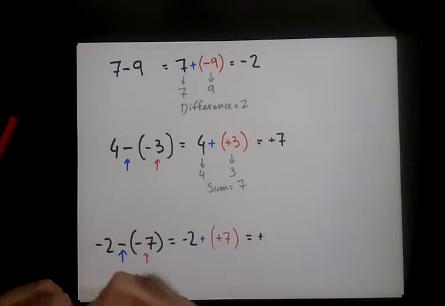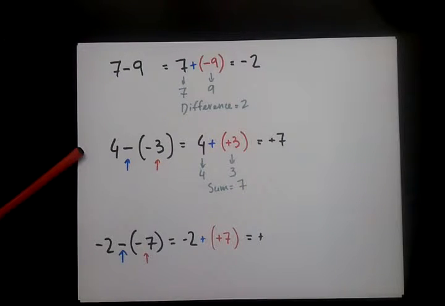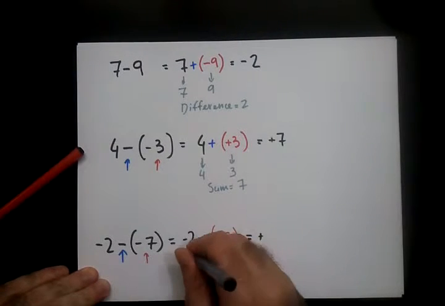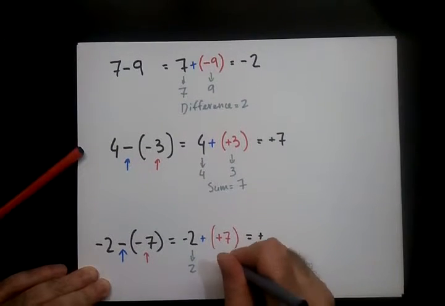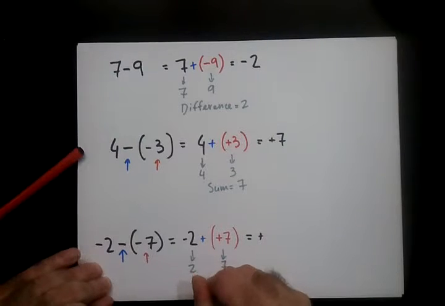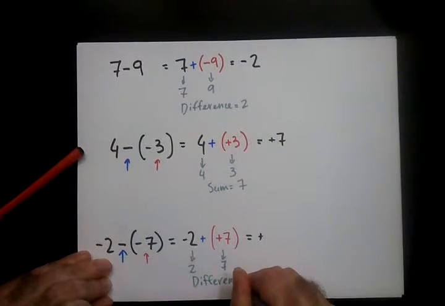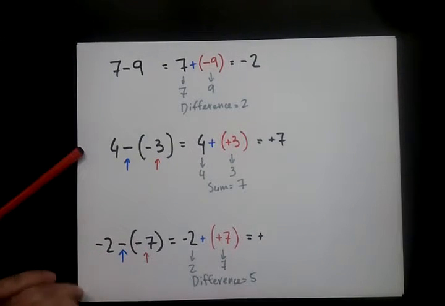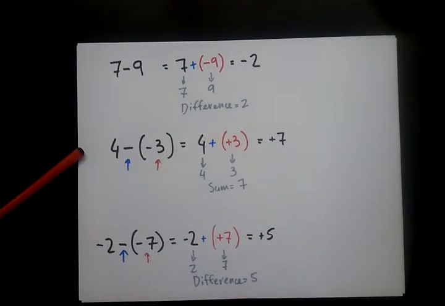Now, since they do have different signs, we have to take the difference of their absolute values. The absolute value of negative 2 is 2. The absolute value of 7 is 7. The difference between these two is 5. Sorry, my gray marker is dying. So the answer is positive 5, or just 5.